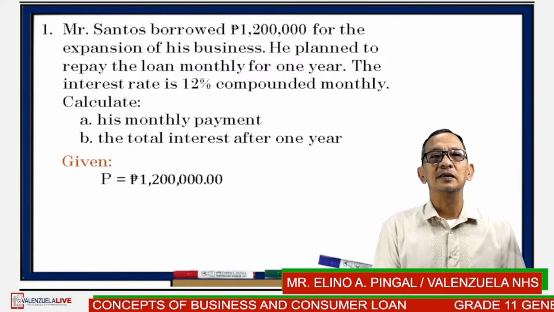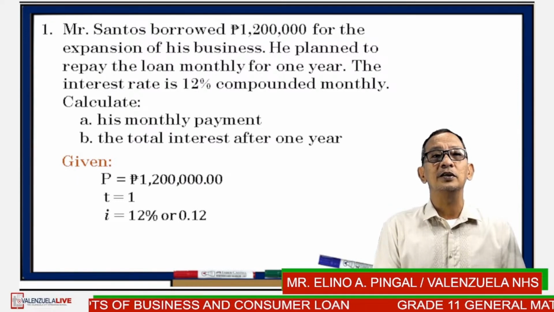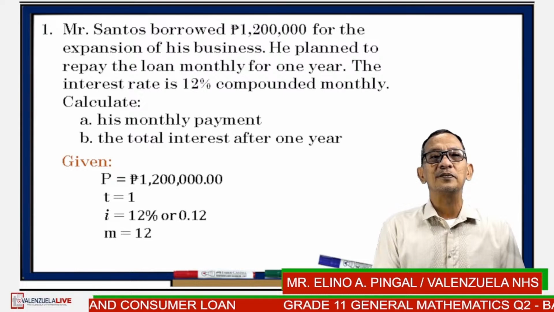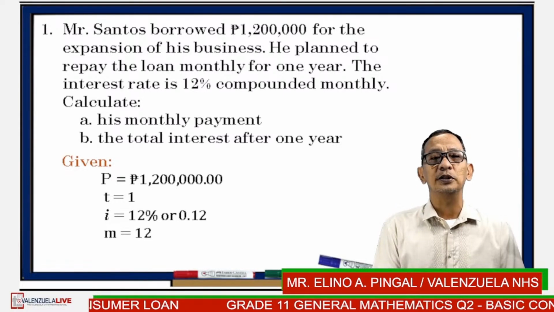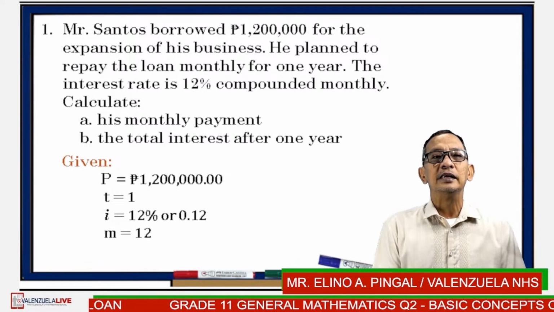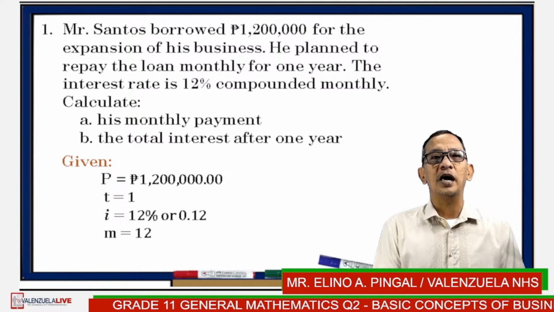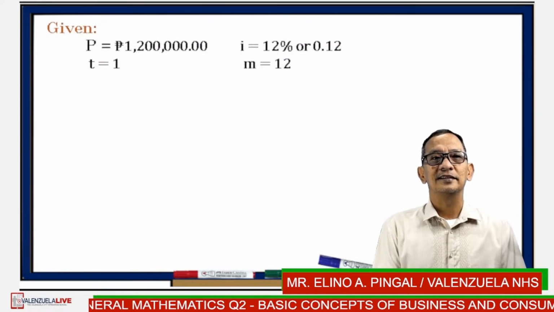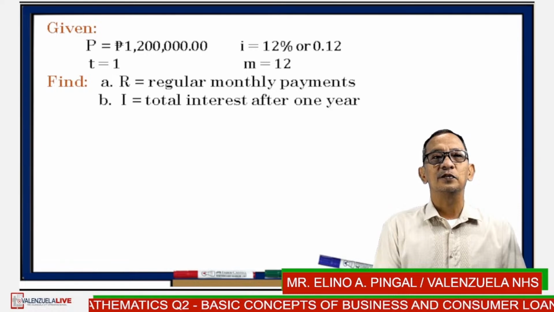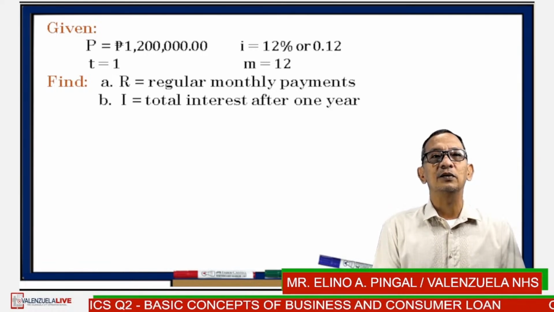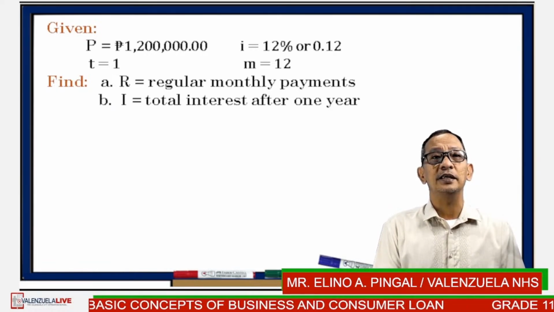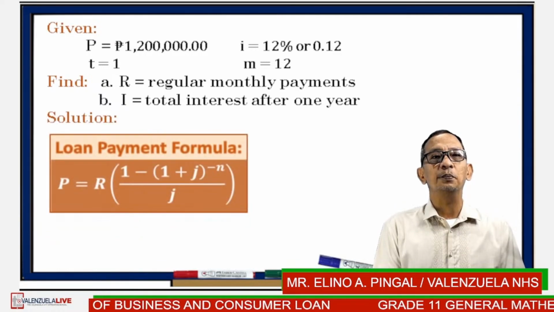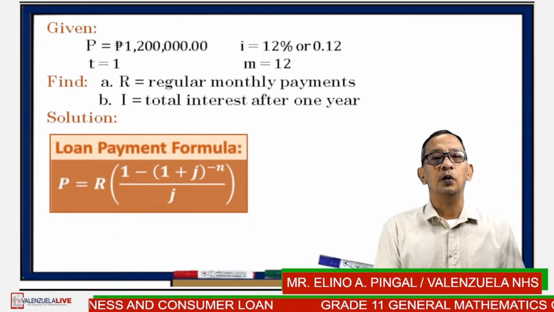Given the present value is equal to 1,200,000 pesos. The term is equal to 1 year. The interest rate is equal to 12% or 0.12. m is equal to 12, or the number of times it will be compounded in a year. Find letter A, R is equal to the regular monthly payments. B, I is the total interest after 1 year. Okay, from the loan payment formula, we will solve for R.